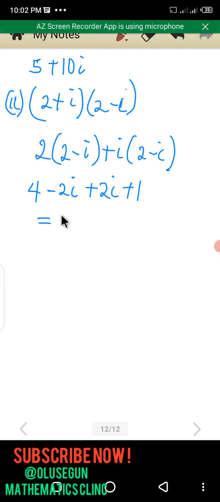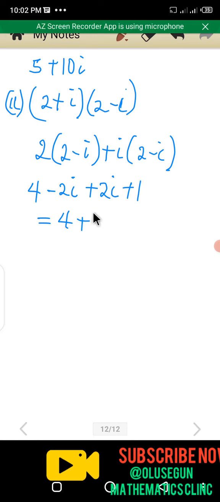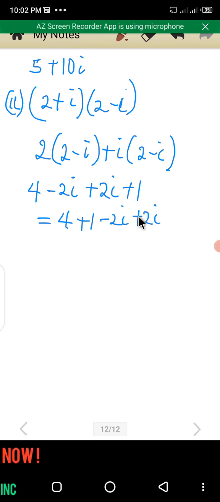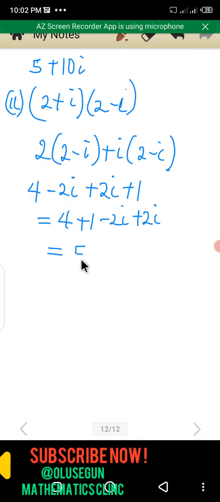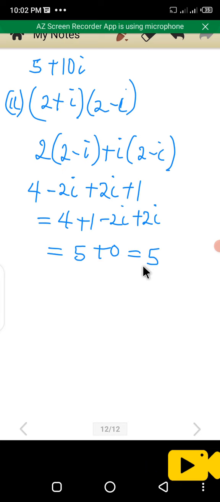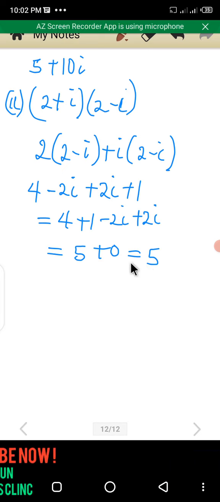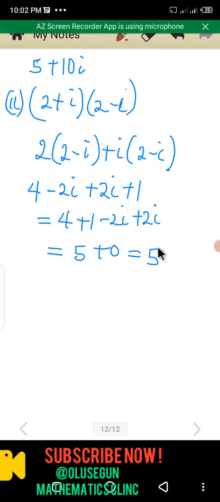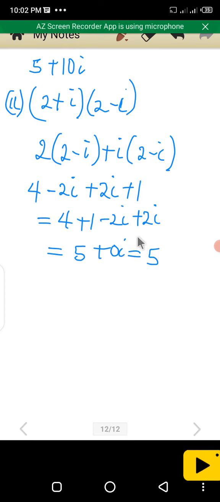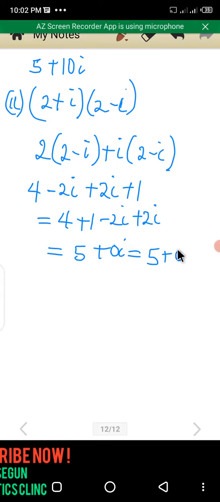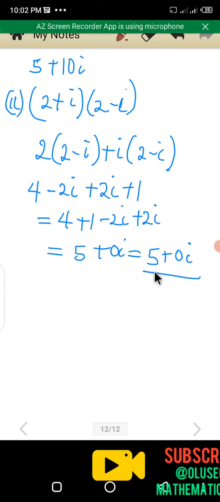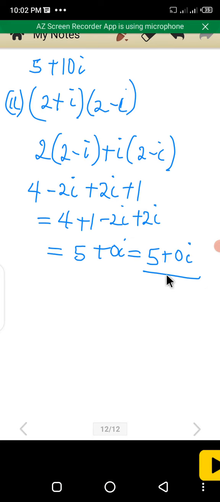You now have 4 plus 1 minus 2I plus 2I, which will be 5 plus 0. The final answer will give you 5. So you can say 5 or 5 plus 0I. So it means the real number is 5 and the imaginary is 0.